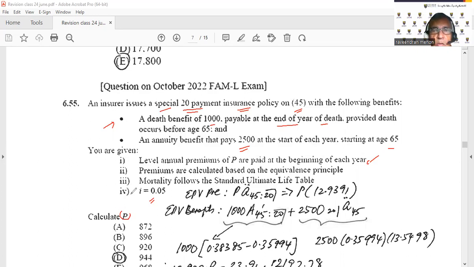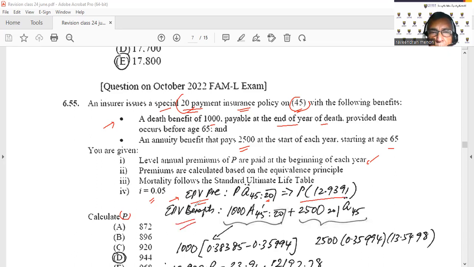So let's talk about the principles. First off, we have the expected present value of the premium. That will be P times a-double-dot 45, that's the guy's age, angle 20, because it's 20 pay. So look up the value in the tables and you'll get this.